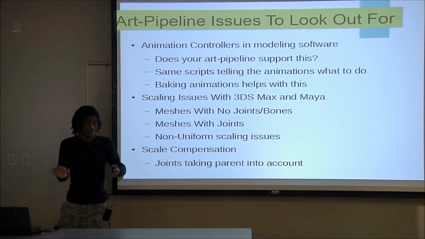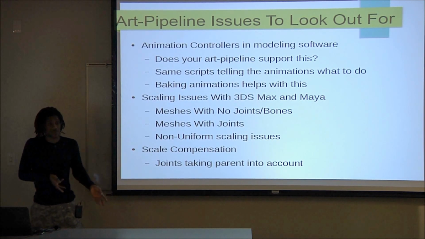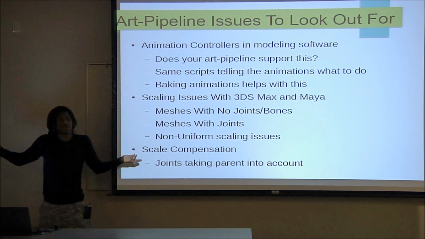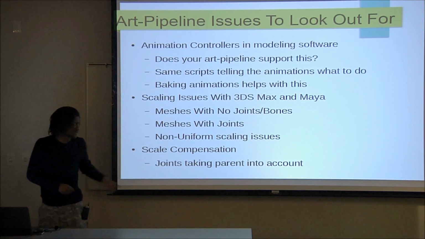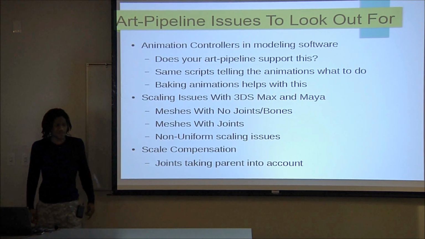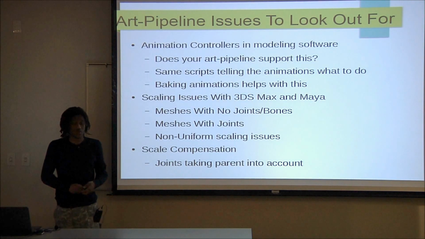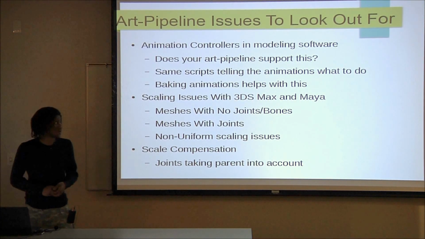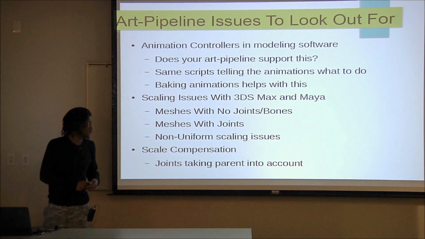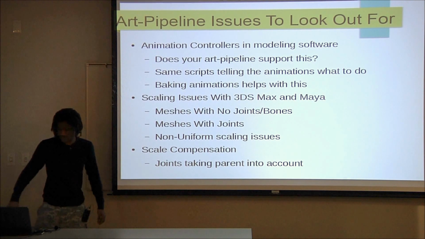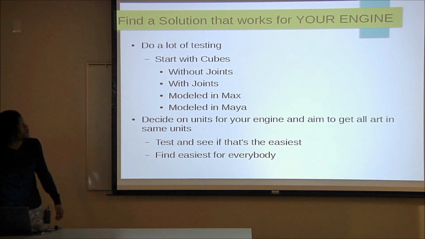You'll be surprised. All I did was add a bone to my cube, export it, and now it's scaled up by 100. Why? Because things like scale compensation, joints taking parents into account, and simply the FBX exporter in general just does stuff. It makes these assumptions. And then non-uniform scaling issues as well. These are things to look out for.